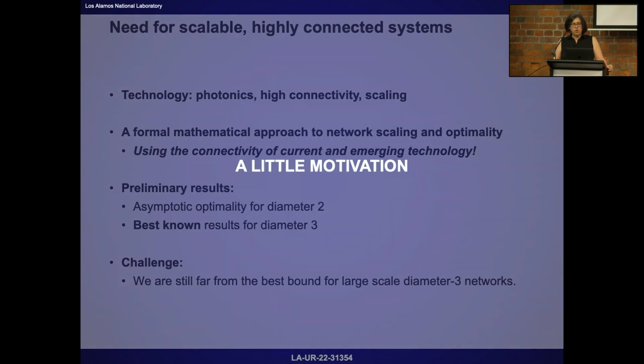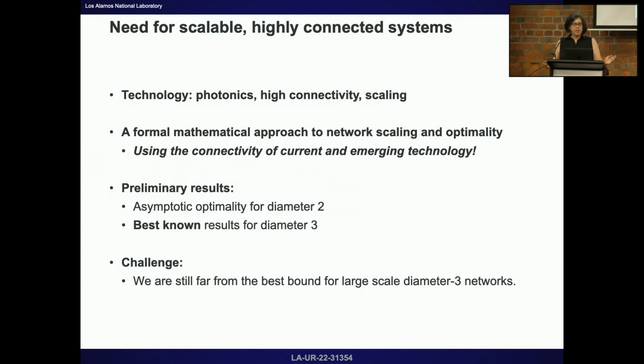So first, a little motivation. We've got these new technologies, photonics, high connectivity scaling, where you've got really high-radix routers. That means the graphs have nodes with large degree. And so we're taking a formal mathematical approach to this.